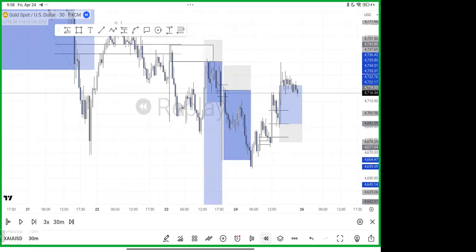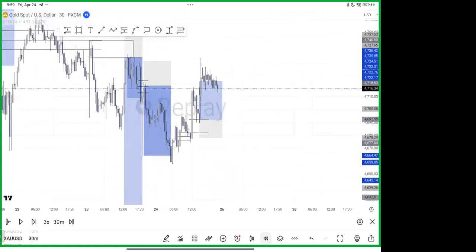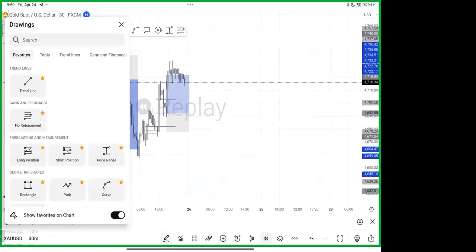Yes, I have a question. Go on. How do you mark the fair value gap using the Fibonacci method? Because when I click that Fibonacci method, I used to see other lines like 70 and all those things. Yeah, that's a good one.